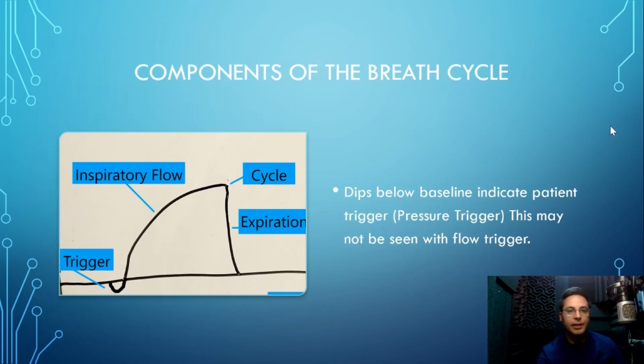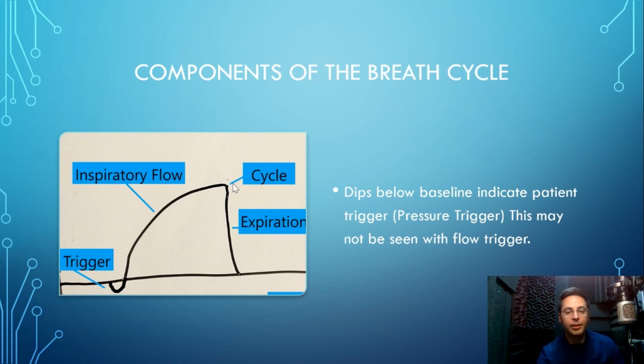Taking a look at the components of the breath cycle from a pressure waveform, again, just for simplicity's sake, I haven't represented PEEP here. So we see a dip below the baseline here, which indicates a patient trigger. Usually, if the ventilator were using pressure trigger, this segment represents our inspiratory flow.